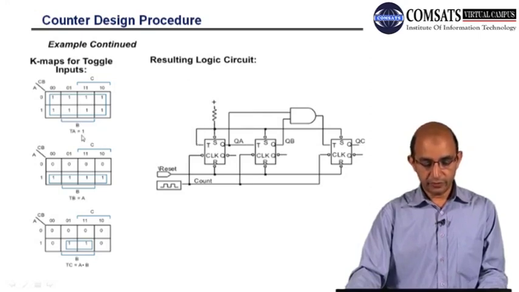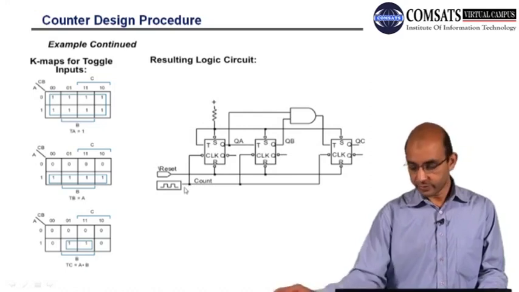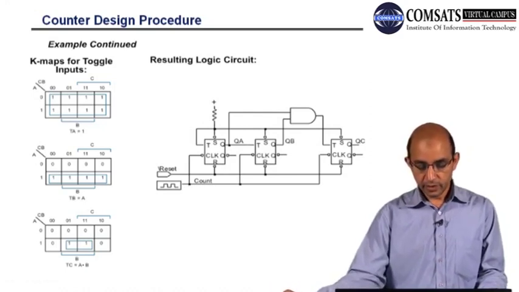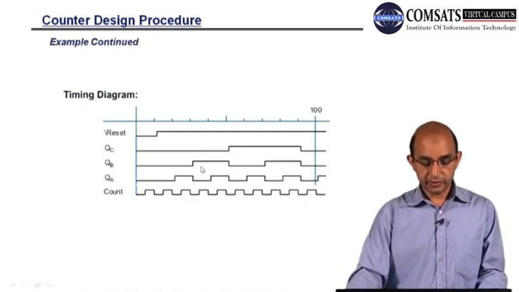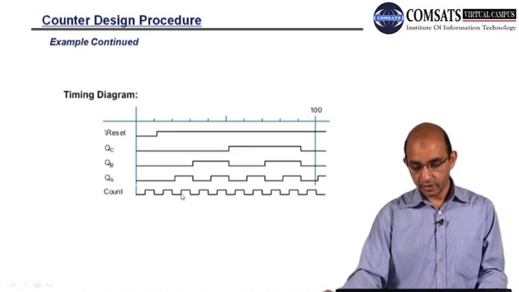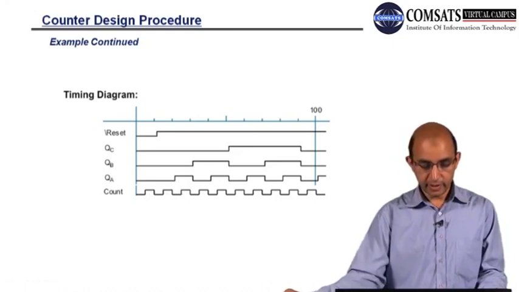So we have to provide the reset. If we want to reset the counter at any point in time, we have to make a reset. And this is the clock. You can see at the bubble, this is active low, so this is the clock, and this is also the count. And here we have the timing diagram, which is also very important. Here we have the count, and we will be counting the number of pulses.